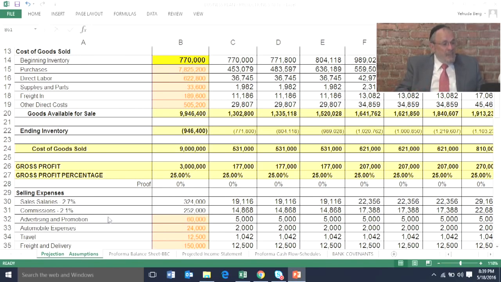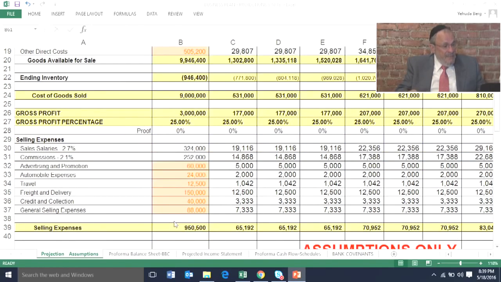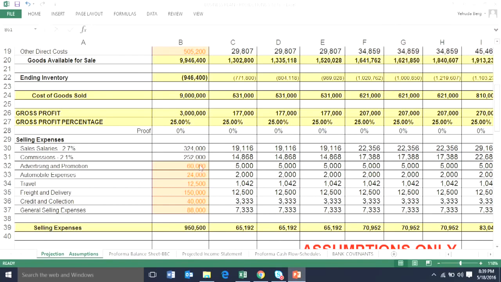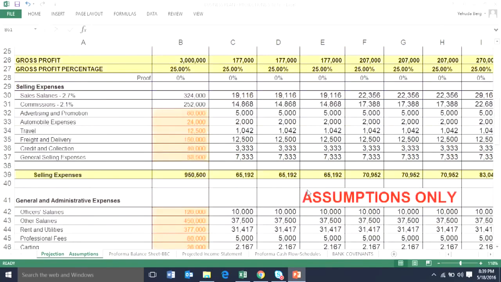My selling expenses, for instance, if you look at it, sales salaries is based on a formula based on sales, 2.7% of sales, and commissions is 2.1% of sales. The other expenses which I filled in, which doesn't happen by itself, is straight line. Basically, it says how much my advertising will be, and again, I put this in, and the computer calculates the bottom line, how much it's going to be.